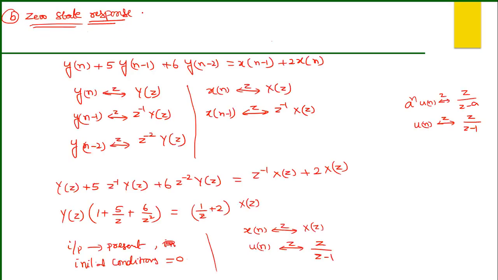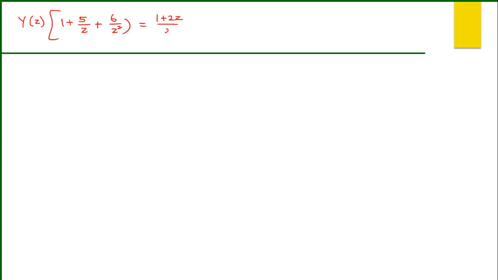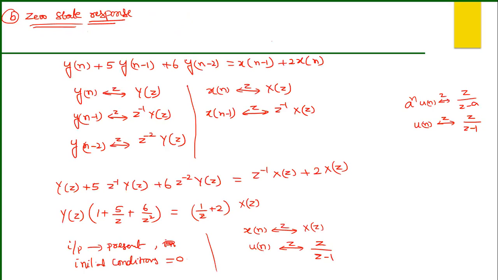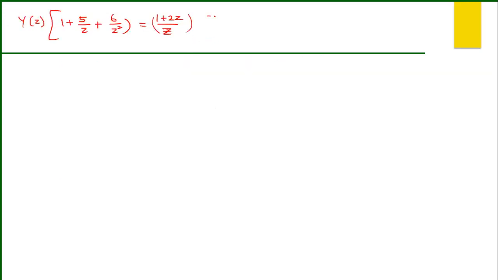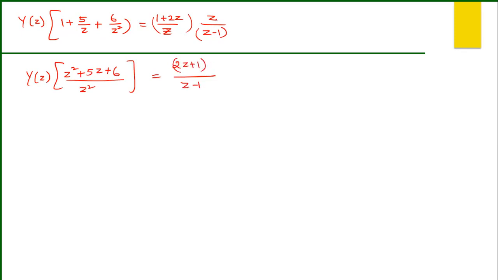So Y of z into 1 plus 5 by z plus 6 by z square is equal to 1 plus 2z divided by z into X of z. X of z is nothing but z by z minus 1. Now, Y of z into, you take LCM as z square, z square plus 5z plus 6, is equal to 2z plus 1 divided by z minus 1, because this z cancels.